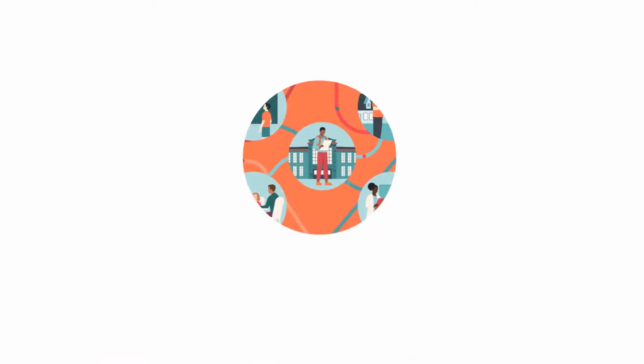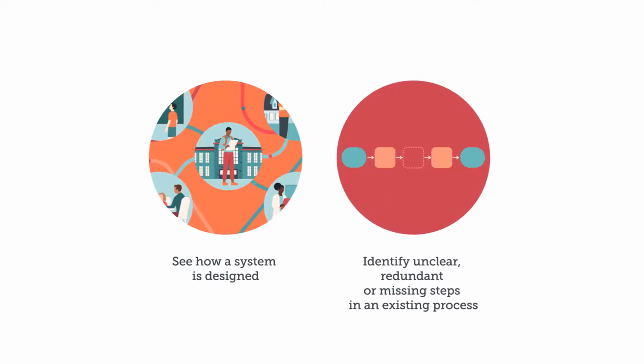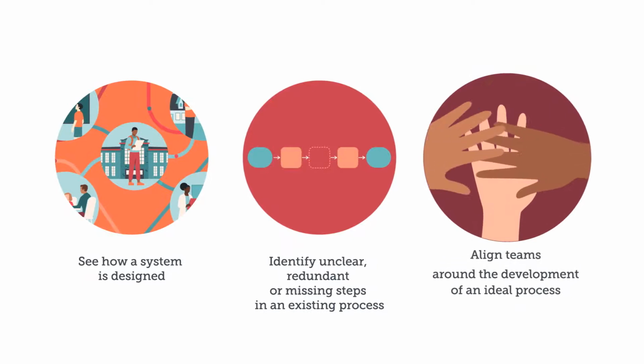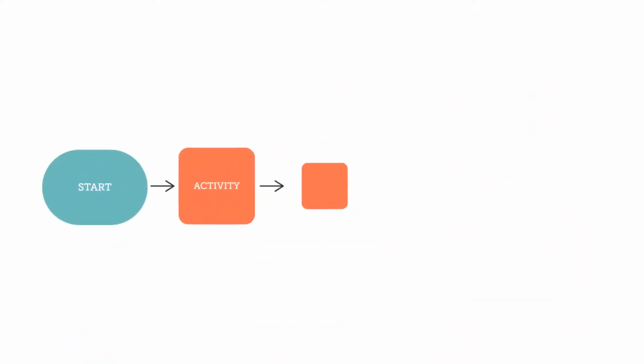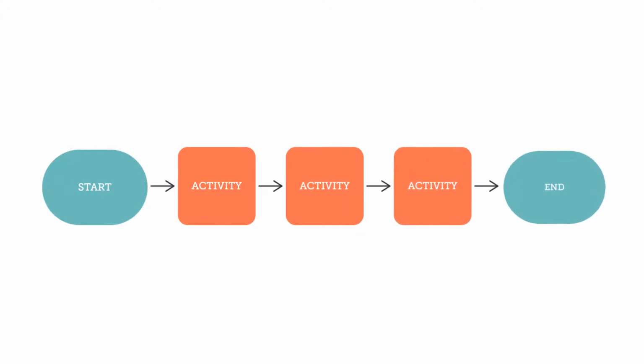Process maps help to see how a system is designed, identify unclear, redundant, or missing steps in an existing process, and align teams around the development of an ideal process. Before we get into how a process map works, let's create one. We'll start with a high-level process map. This is a simple yet very powerful type of process map that can be created in a short amount of time and yield valuable insights. It provides a bird's-eye view and can shine a light on areas of the process that may require deeper investigation.